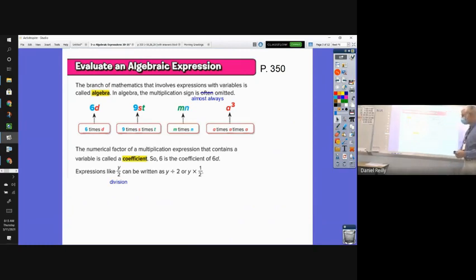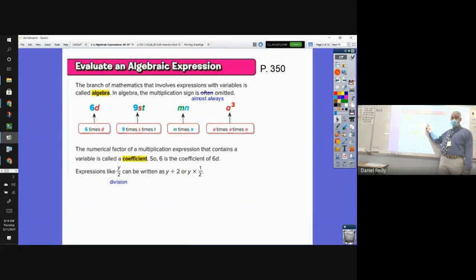So you'll see. The number that variables are multiplied by is called the coefficient. Have you heard that word before? Anyone? Does that sound familiar? I'm pretty sure you got it last year, but maybe not. So the coefficient in this expression, 6 times D, is 6. The coefficient is the number that a variable is multiplied by. The coefficient in this one is 9.